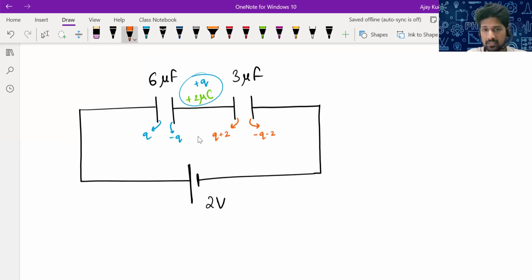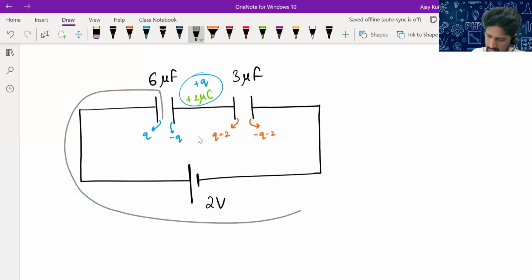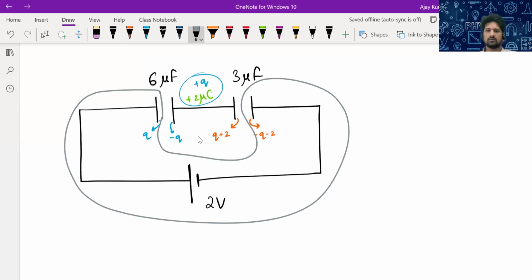But this is not possible. I mean, you can't stop here because this part of the circuit, other than the isolated region, was neutral.